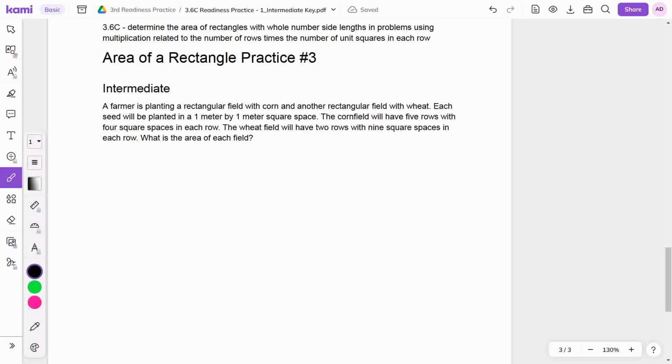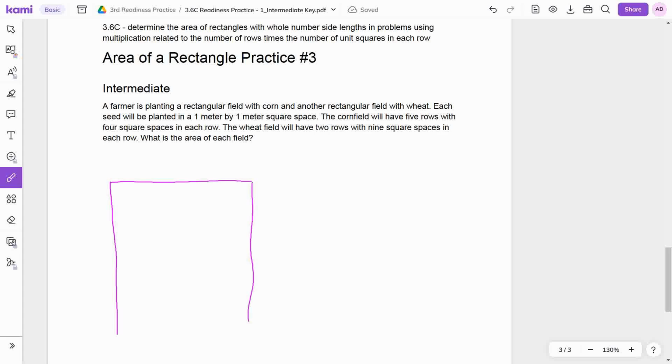I'm going to make my corn, let's make it light purple. What do I know about my corn? 5 rows, 4 square spaces in each row. Okay, so I'm going to do something like this. It's not quite a rectangle because I've only got 4 columns. And then I've got 5 rows. Now fifths are kind of hard, so we're just going to kind of eyeball them.